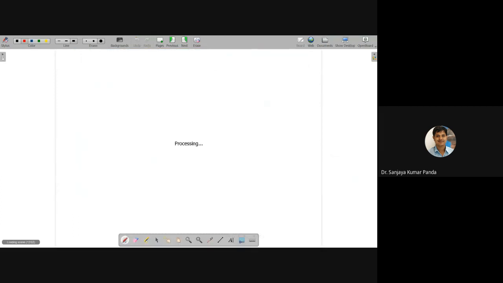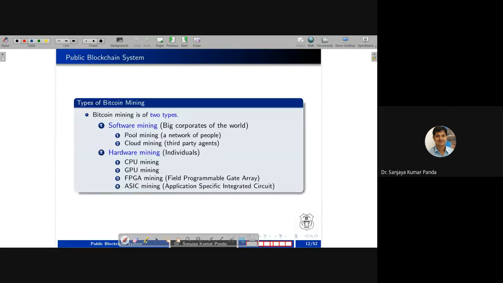Now, coming to the process of Bitcoin mining. Bitcoin mining is of two types: either software mining or hardware mining. Generally, software mining is used when multiple people are involved, like big corporates of the world where multiple people are involved in the business or participating in the blockchain. There you can go for software mining. But if you want to do it for yourself only, then you can go for hardware mining.